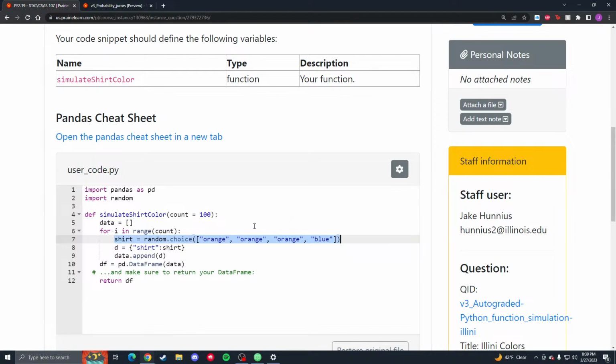So we know it's 75% chance of there being an orange shirt, 25% of there being a blue shirt. So we do 3 oranges to 1 blue, because a 3-to-1 ratio gives a 75 to 25% chance. Then we throw it in the dictionary, append it to the list, and then create a data frame and return it. Most of this stuff is just standard simulation. I'm guessing what you got hung up on was how to randomly choose 75% of an orange shirt. But let me know if it's something else that you don't understand.